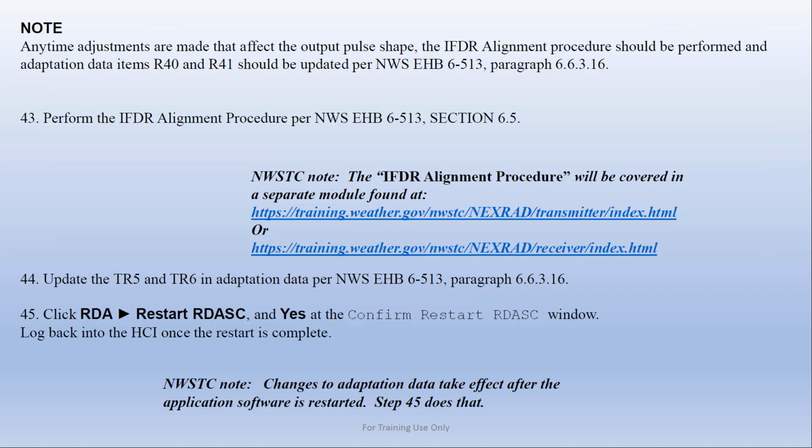Anytime we change the output pulse of our transmitter, we need to run the IFDR alignment procedure. That can be found in the Engineering Handbook 6-513, Section 6.5. We've got a video on that at the Training Center webpage, and we'll include that at this point in this video.